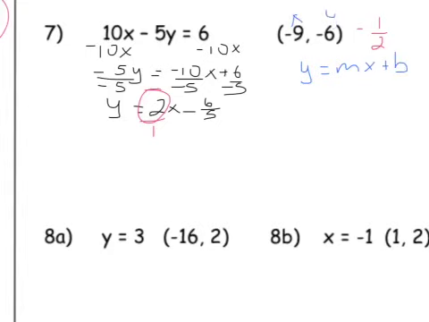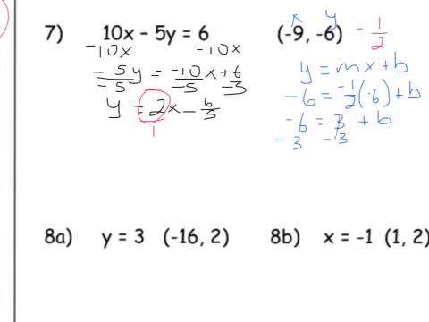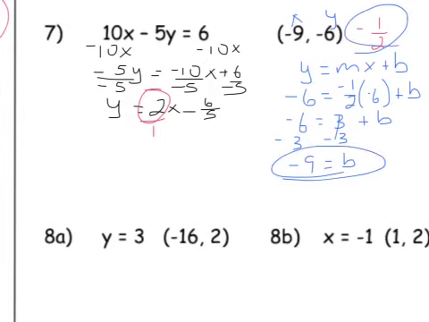So y is negative 6, and that equals the slope times x, and then plus b. So negative 6 equals 3 plus b. Add negative 3 to both sides, and b is equal to negative 9. So we're going to take that y-intercept, that slope, and write a new equation. So y equals negative 1/2 x minus 9.